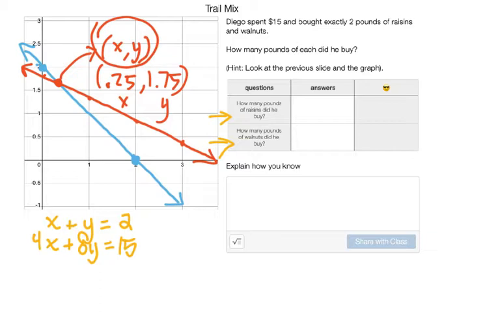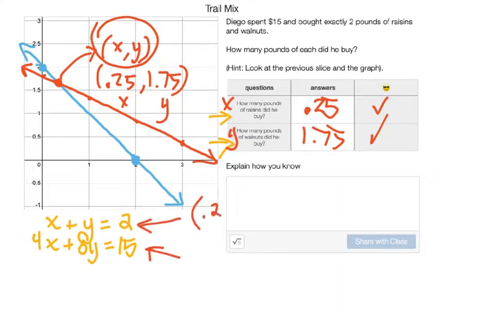So this means that 0.25, remember that's the x, this is the y, so I'm just reading the ordered pair, and 1.75. And this is correct. I'm looking for where this line intersects, because that means that ordered pair is a solution to both equations. So if I put in the x of 0.25 and 1.75 in both equations, it's going to work.